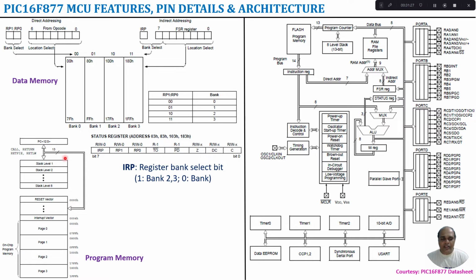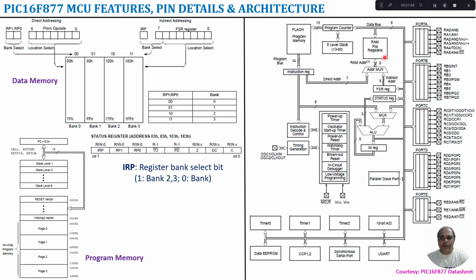So the return address can be saved in this stack memory. We have 8-level stacks, and each location can store 13 bits. This 13 bits is equivalent to the address of the program memory. Then we have the data memory, which is 512 bytes.